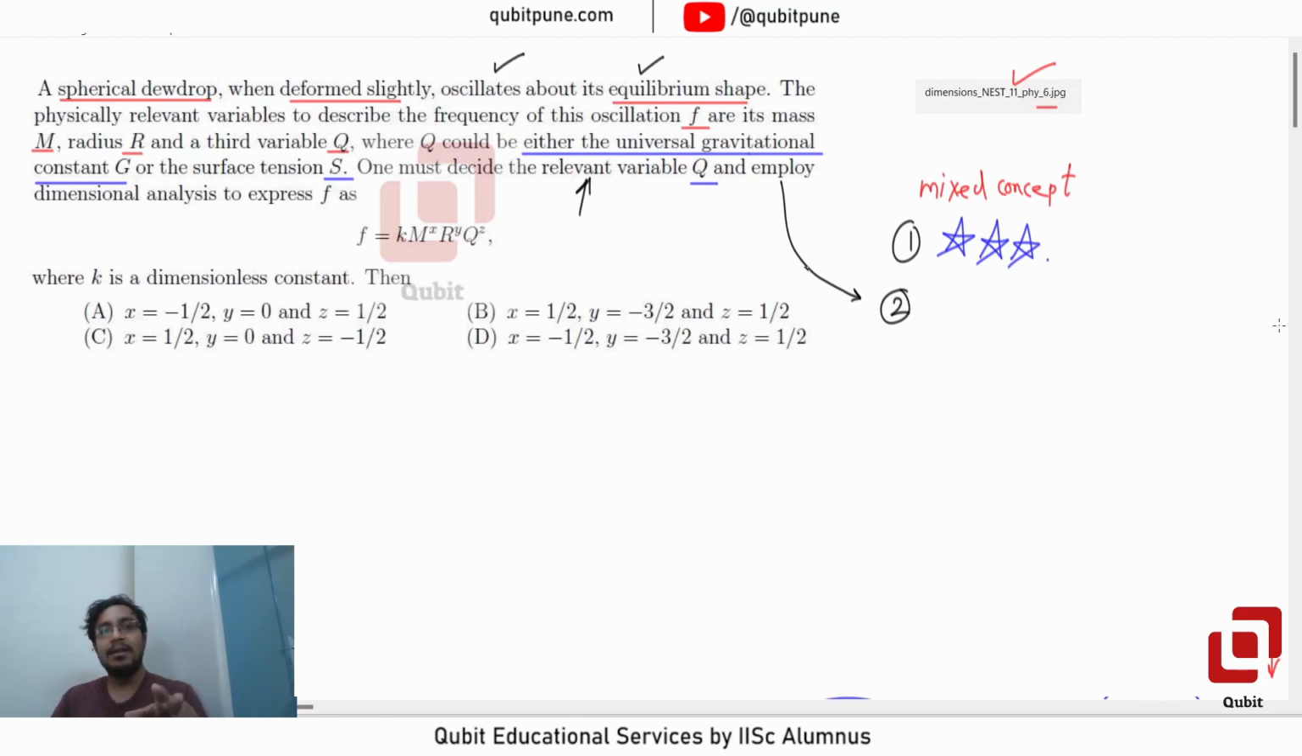And the other thing is, you will get to know this only if you know oscillations, how oscillations work, how surface tension works, and how dimensions work. If you know these things independently but are unable to connect them and bring out the relevant things, then you will find these MCQs slightly difficult, but they're not. There is no integration, no differentiation, no vectors, no trigonometry. Basics, only basics.